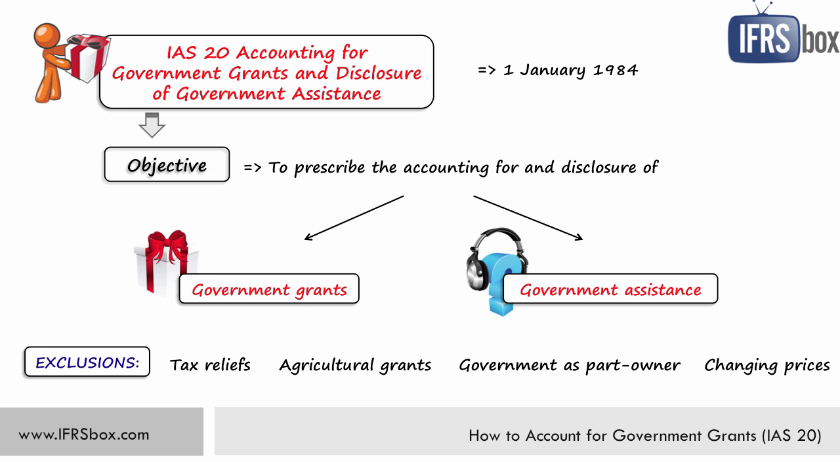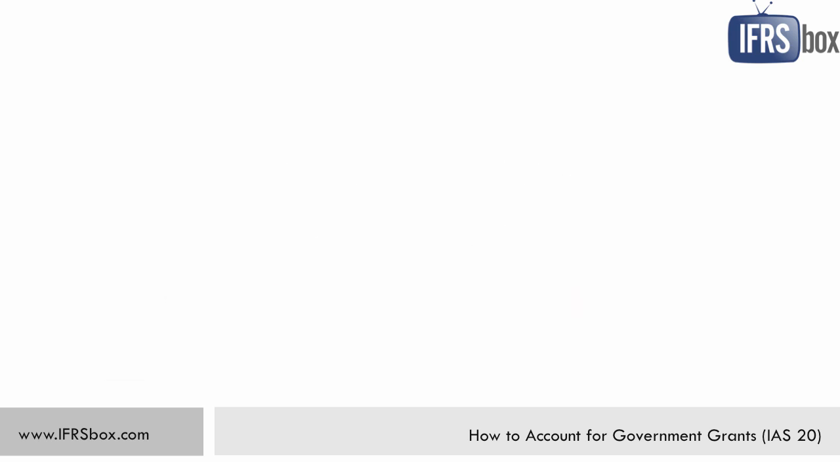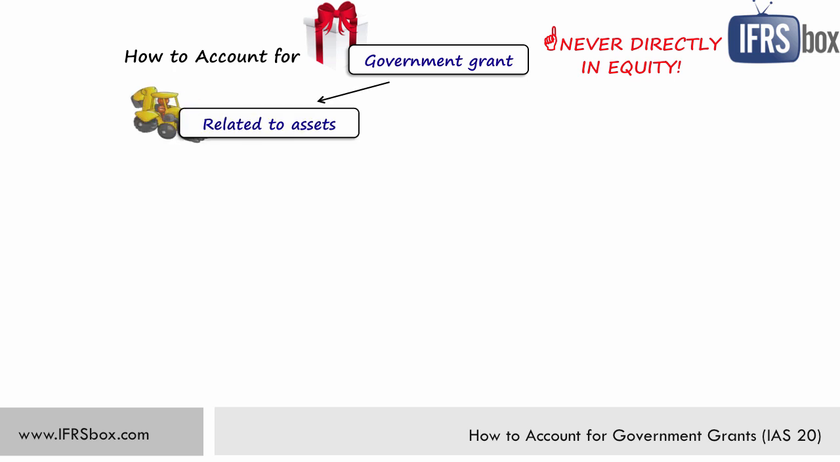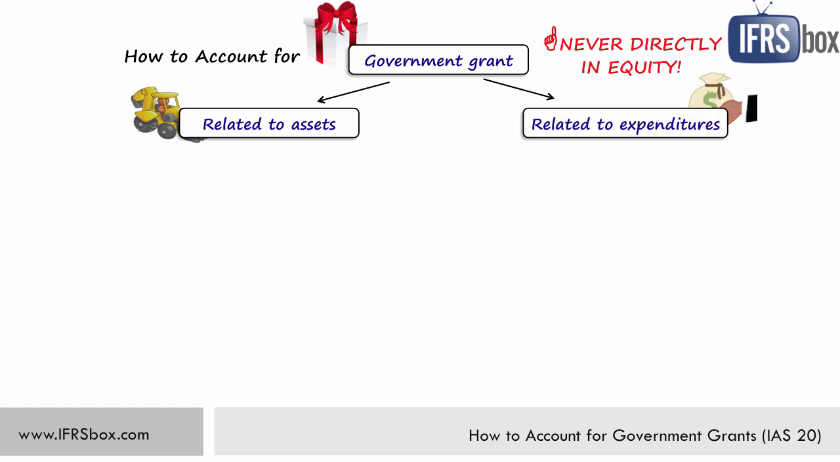So how to account for a government grant? Before I tell you more, remember this: never ever account for a grant directly in equity. IFRS simply do not permit the so-called capital approach, but they rather prescribe the income approach. So sooner or later, you need to recognize the grant in profit or loss. There are two basic types of grants: grant related to the acquisition of assets and grant obtained for the reimbursement of certain expenditures or costs.